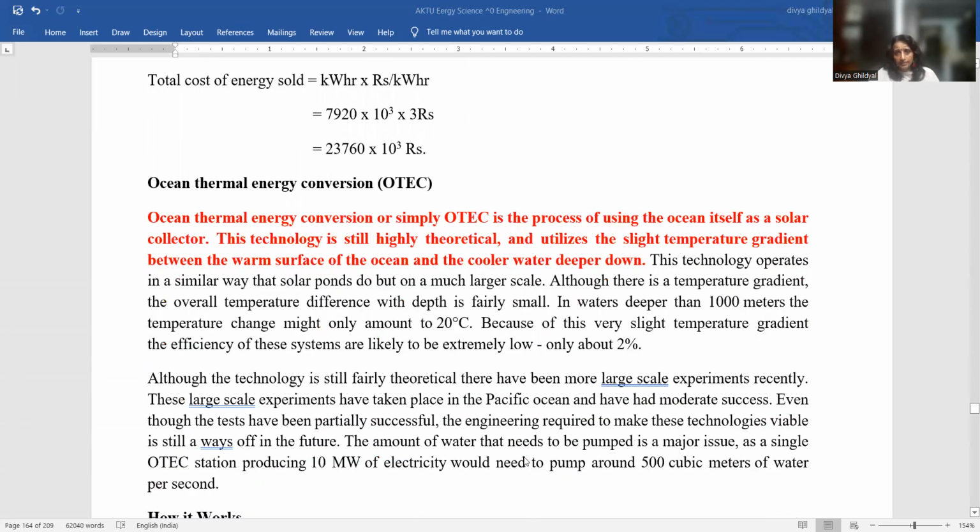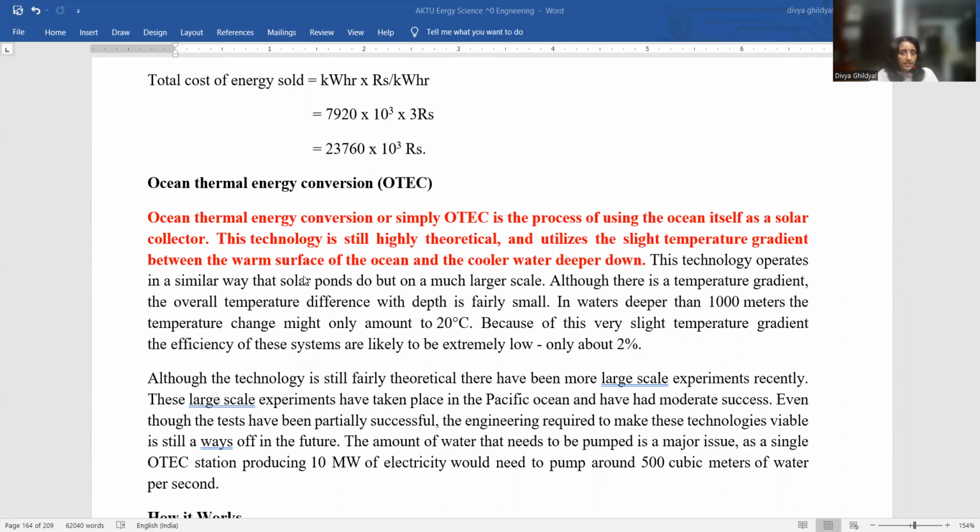Ocean thermal energy, or simply OTEC. A 10 mark question has been asked on OTEC twice. It is the process of using the ocean itself as a solar collector. This technology is also still under a lot of research and utilizes the slight temperature gradient between the warm surface of the ocean and the cooler water deeper down.